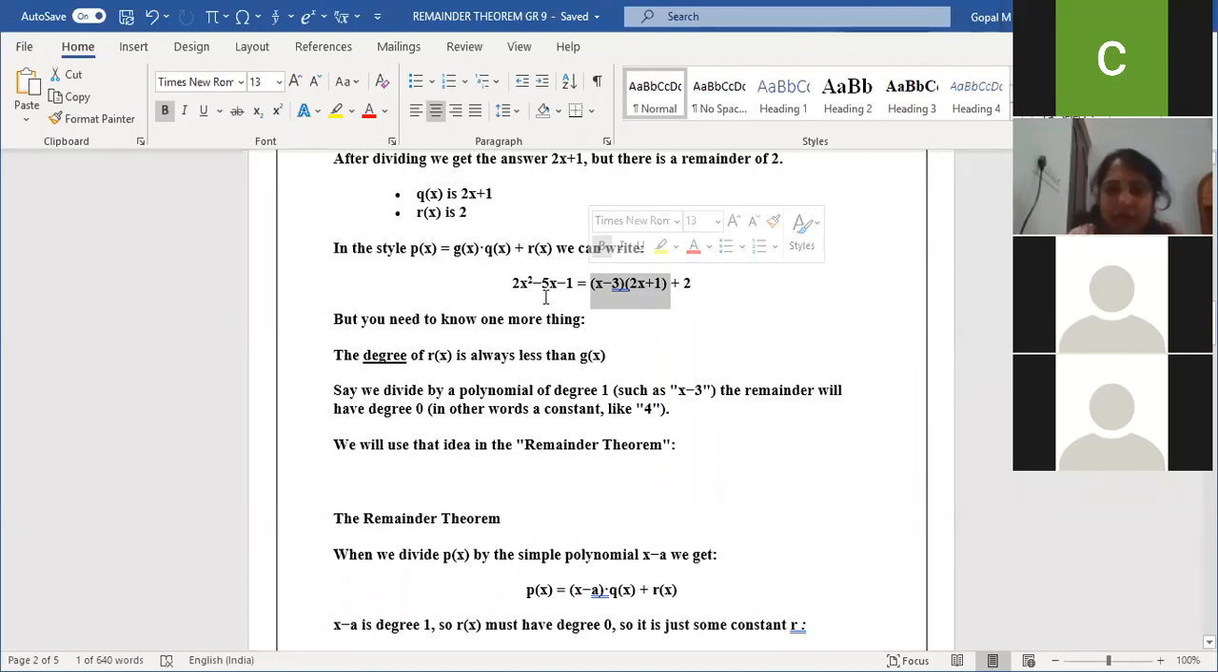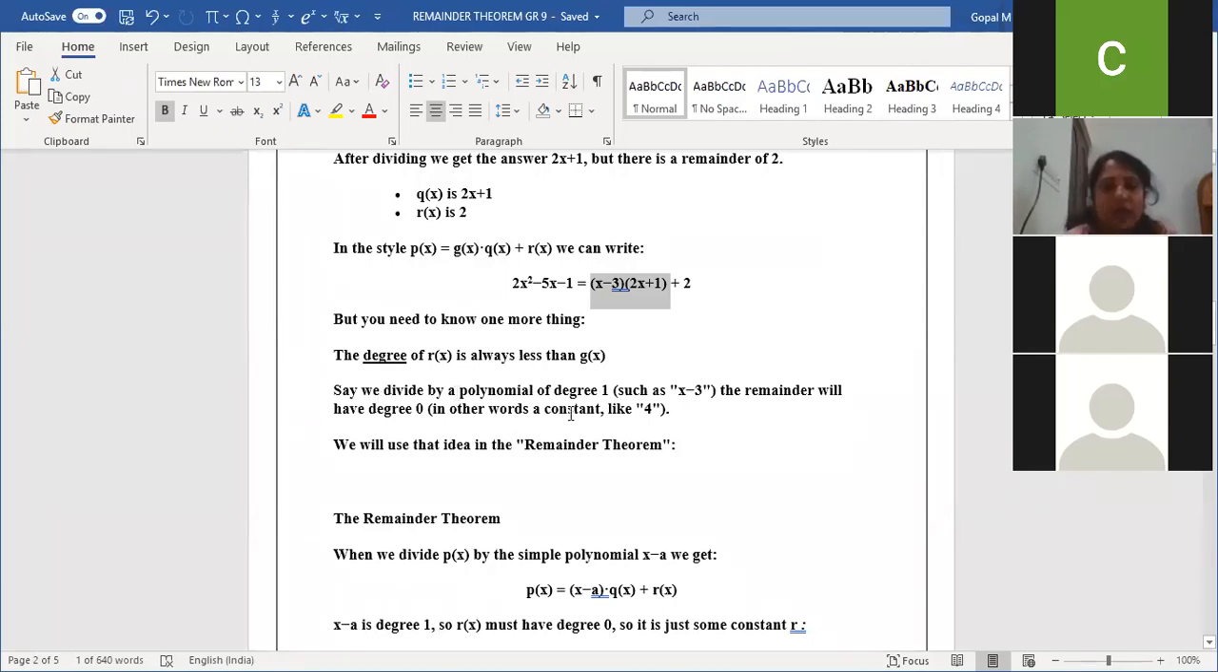Am I clear here? Yes, ma'am. Now I'm going to explain how we are going to get by using the remainder theorem. The remainder theorem is completely different from this. Without doing the long division method, we'll get the remainder 2 here.